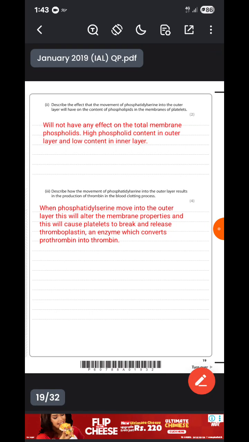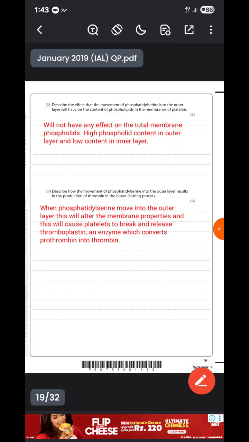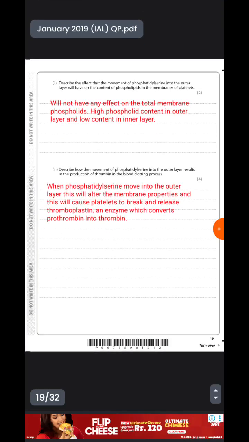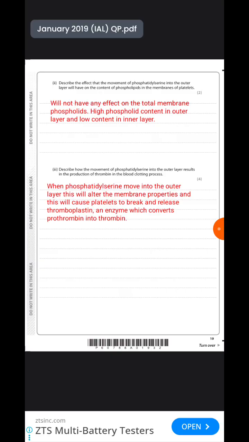Roman numeral 3. Describe how the movement of phosphatidylserine into the outer layer results in the production of thrombin in the blood clotting process. Okay, so you know about the blood clotting process. What happens when there's internal bleeding or when our tissues are damaged? It triggers platelets to come out. So when they pass through the collagen fibers, the platelets break and they release thrombin and plasma proteins and the clotting proteins, etc. So the answer is when phosphatidylserine moves into the outer layer, this will alter the membrane properties.